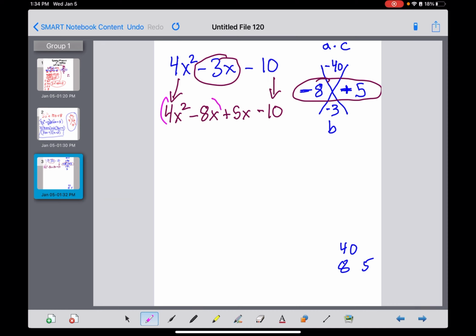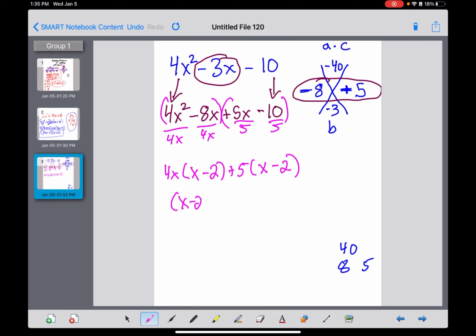Group the first two together. What's the greatest common factor for 4x squared and 8x? So I'm going to divide each of these by 4x. So 4x, then a parentheses, x minus, what's 8x divided by 4x? 2? Perfect. What's a common factor for these last ones? 5. So I'm going to divide each of these by 5. 5x divided by 5 is x. Negative 10 divided by 5 is 2. Perfect. We've got exactly what we want.